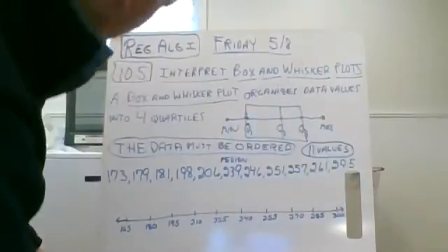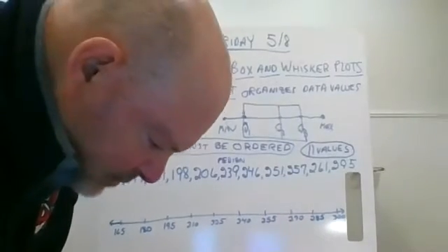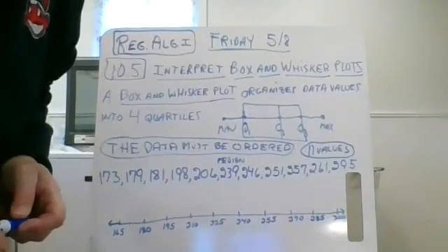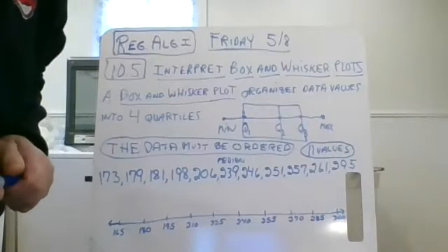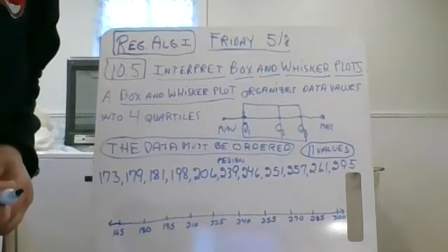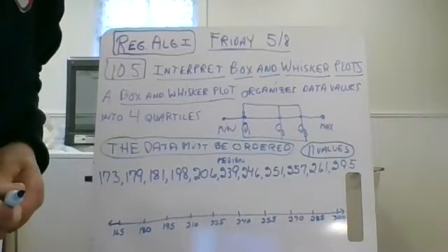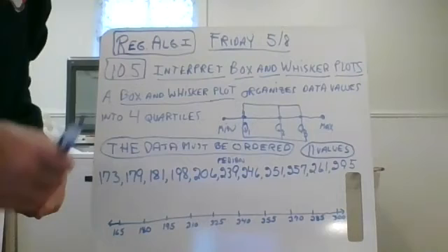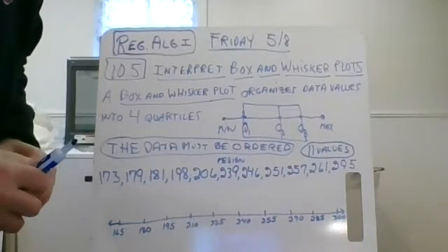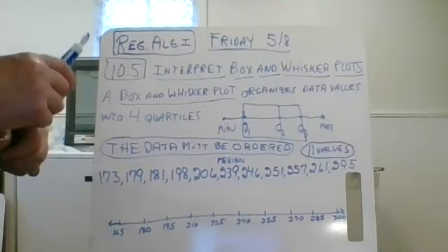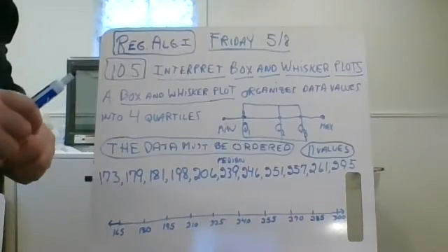Okay, here we go. All right, now in chapter 10, you've had section 2, which was mean, mode, and median. Then you had section 4, which was stem and leaf plot. And that was a way to organize data. Now you have another way to organize data called a box and whisker plot. And so we're going to interpret box and whisker plots.